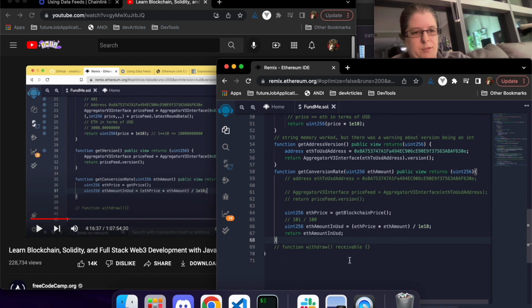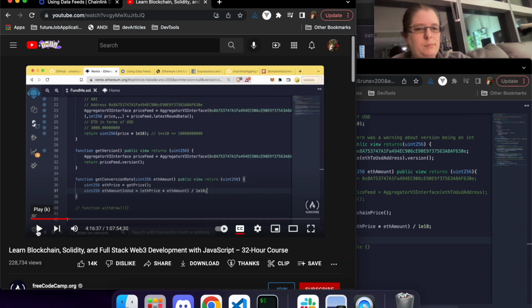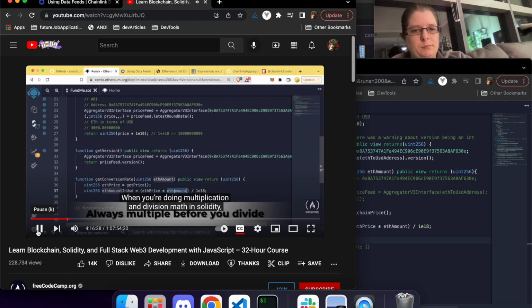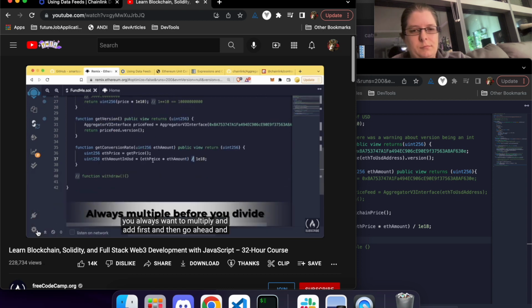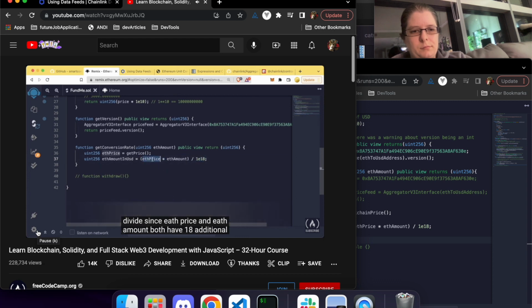I'm assuming the math is correct. When you're doing multiplication and division math in Solidity, you always want to multiply first and then go ahead and divide. Since ETH price and ETH amount both have 18 additional decimal places, if we were to just let them rock without this, they would have an additional 36 zeros tacked onto the end. So we need to divide by 1e18.